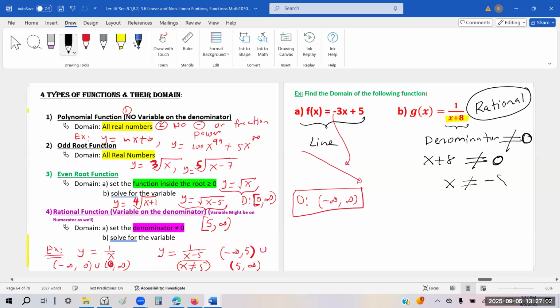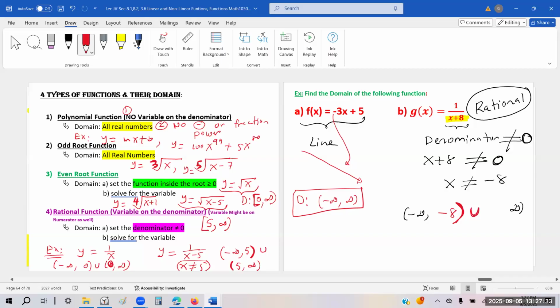Negative 8. So from the number line, you take negative infinity to positive infinity. But there's only one number you cannot use. You have to break your interval into two pieces. Negative infinity to negative 8. And do you put parentheses or bracket? Parentheses because you cannot use it. Anytime you cannot use anything, it's parentheses.